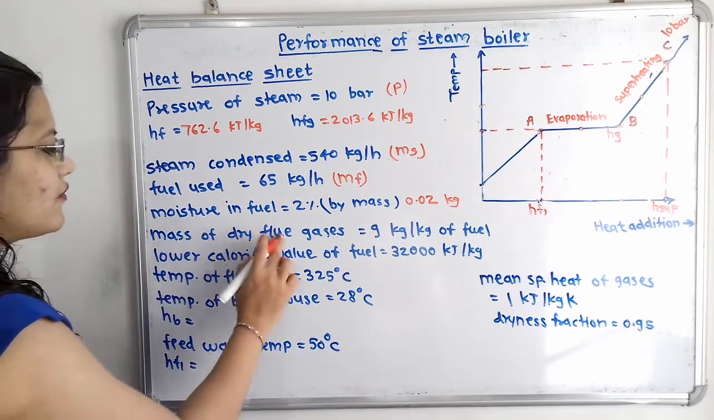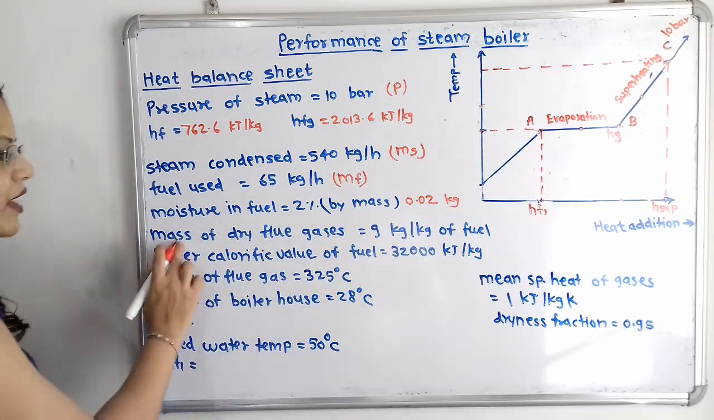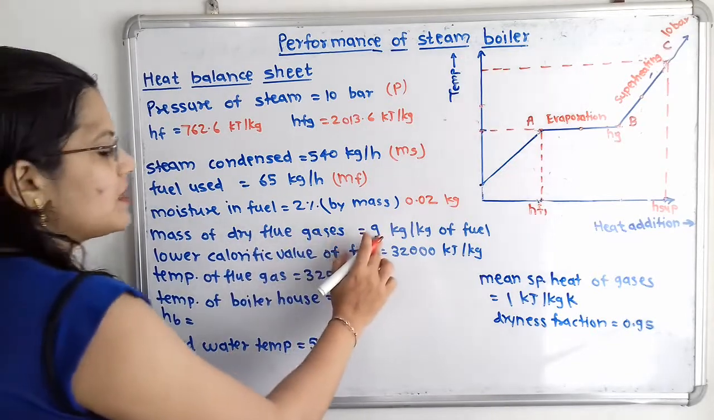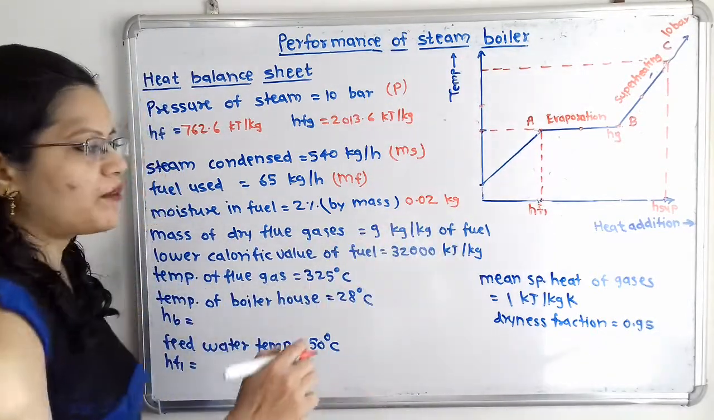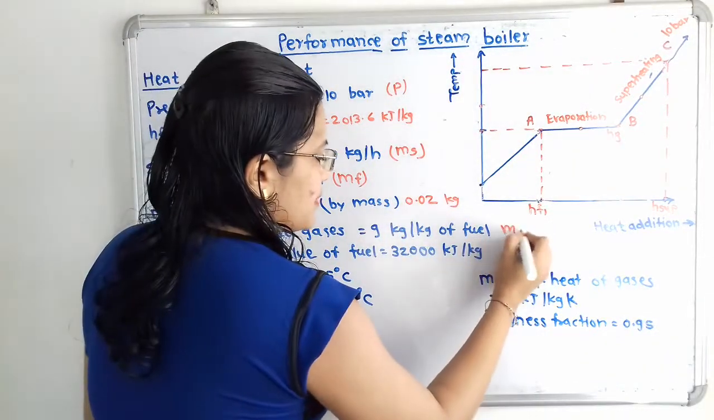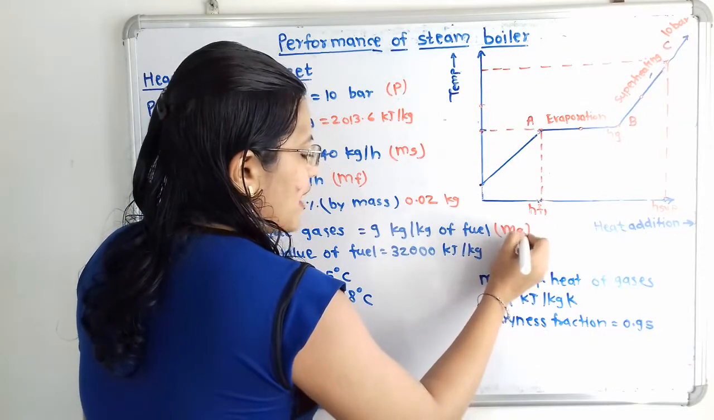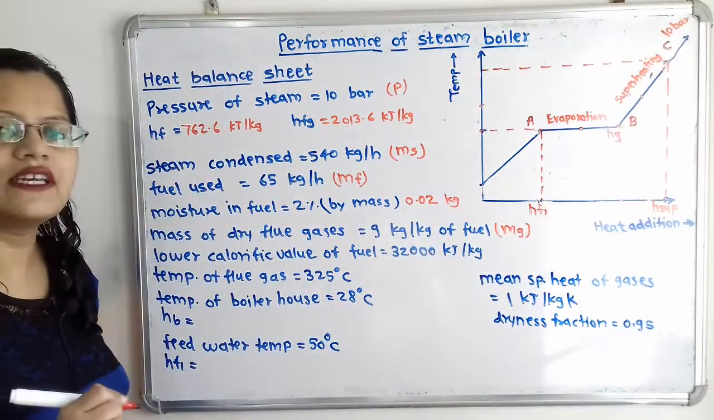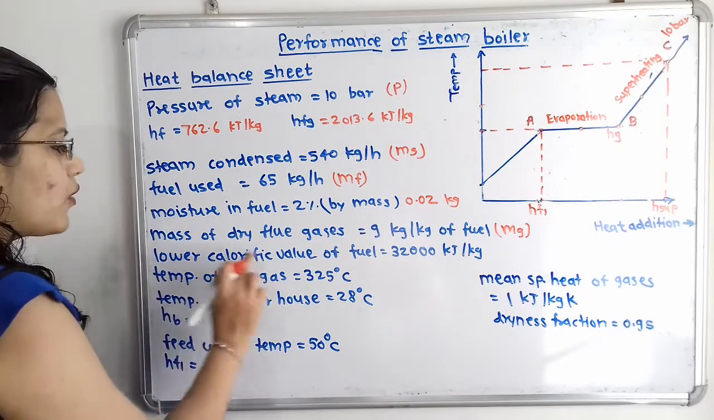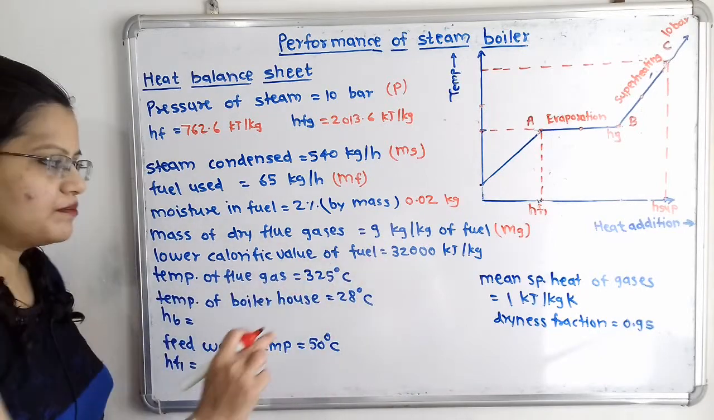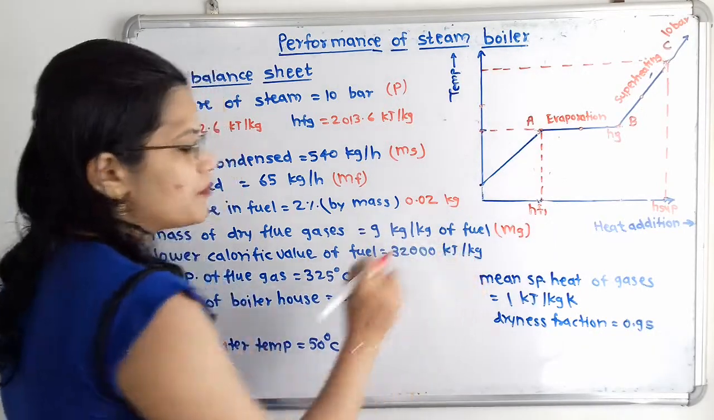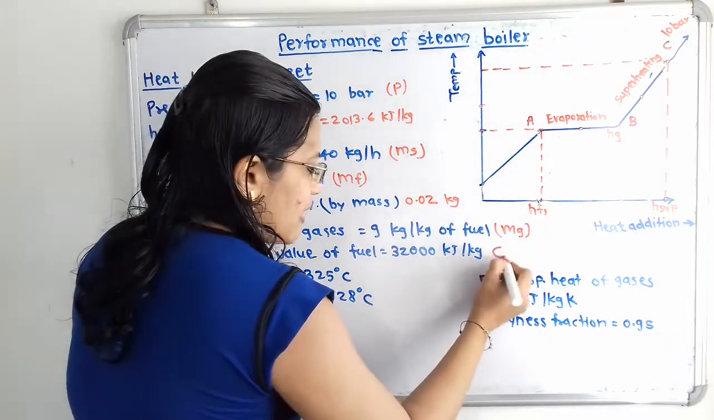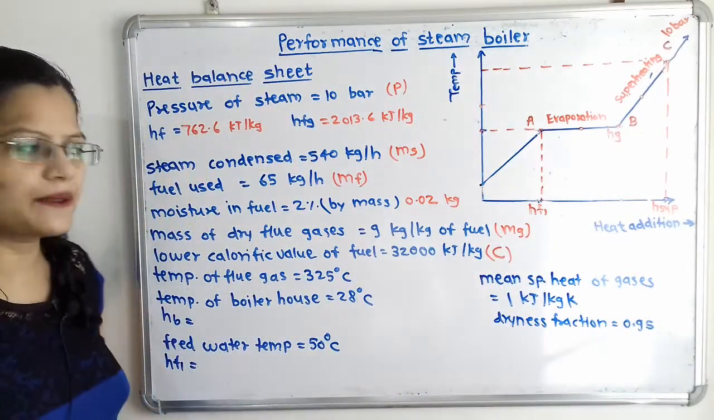Then mass of dry flue gas. So here the mass of dry flue gas is given as 9 kilogram per kilogram of fuel. So we will say Mg. For dry flue gas we will use the suffix G. Lower calorific value of fuel is 32,000 kilojoule per kilogram. So calorific value we will show with letter C.